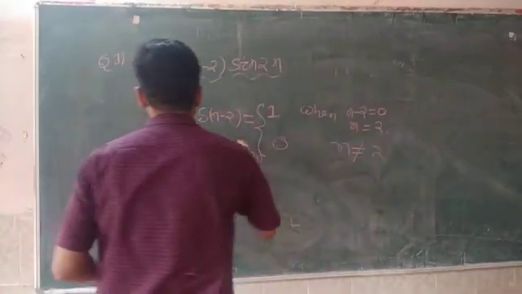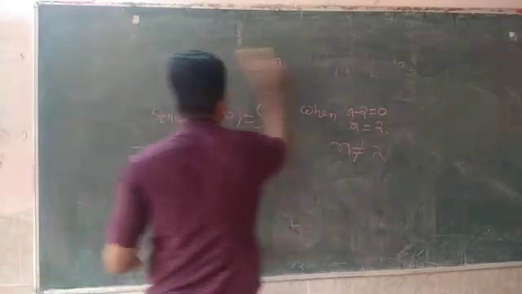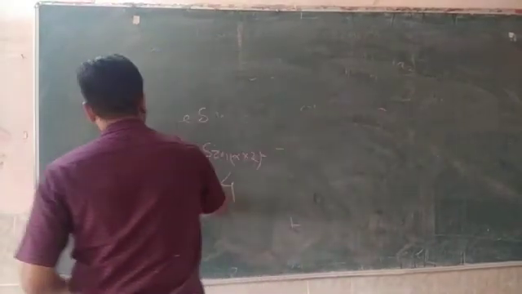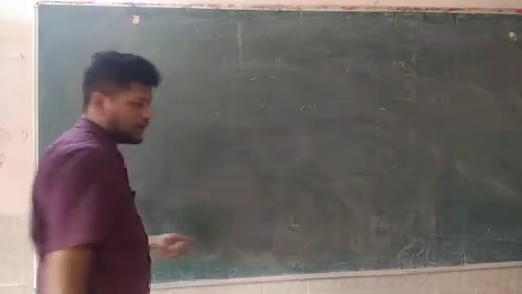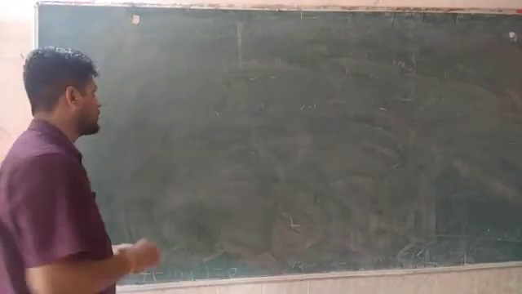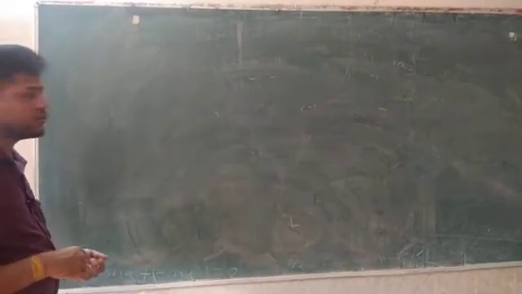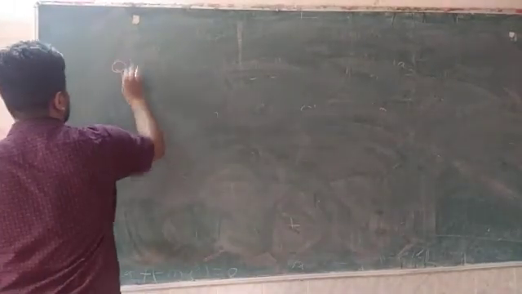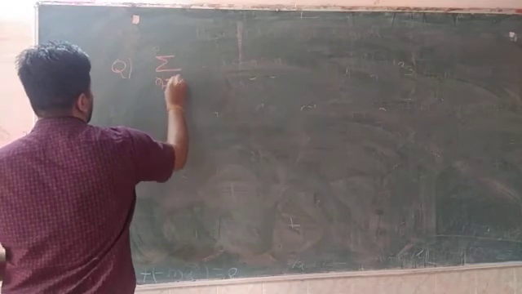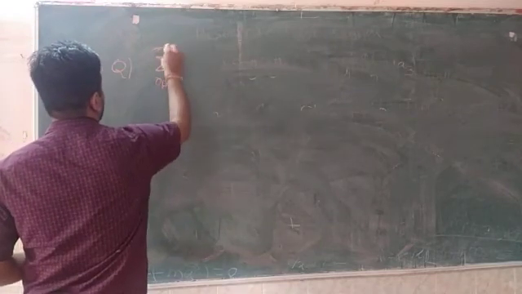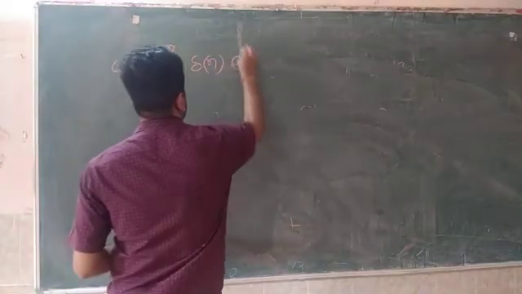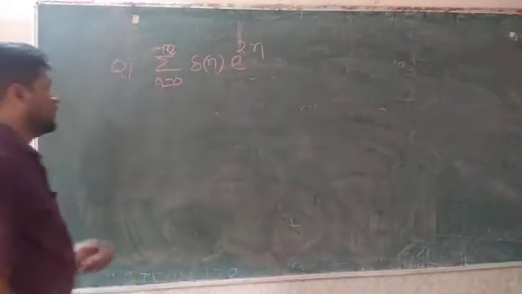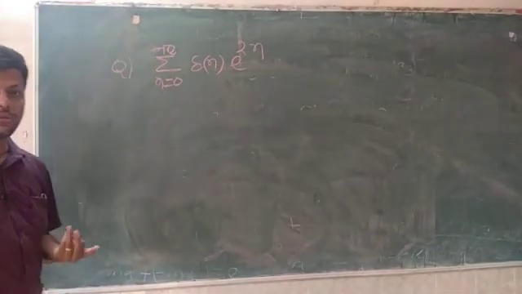The next question will be, unit impulse means only one sample, and where that sample exists, we have to equate the inside of the del n bracket equal to 0. The next question is summation of n equal to 0 to, suppose 0 to 10, del of n e to the power 2n. The next question is summation of n equal to 0 to infinity del of n e to the power 2n.